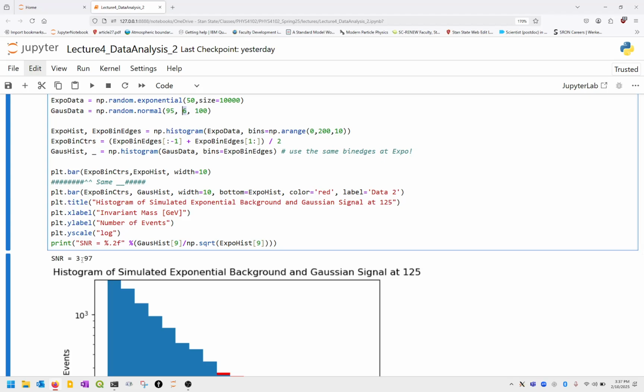Those of you who were able to get that, did you get that? Okay, I'll let you explain why that's the case. Anyone want to try to chime in? The same number of events, but now the Gaussian is broader. Why is the signal to noise weaker? Anyone?